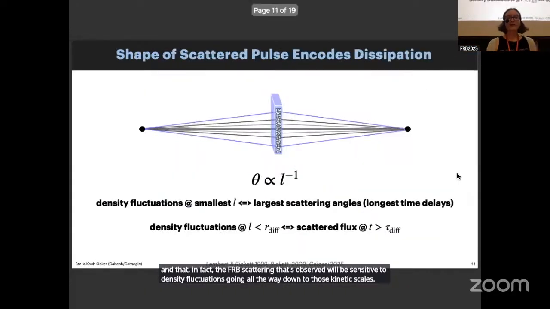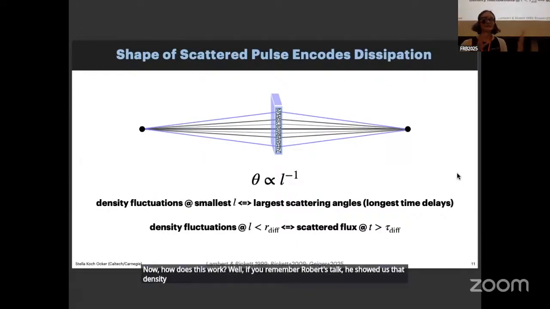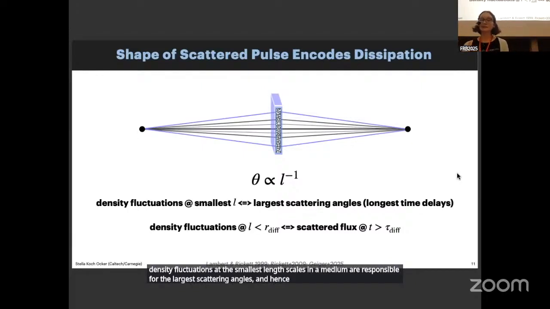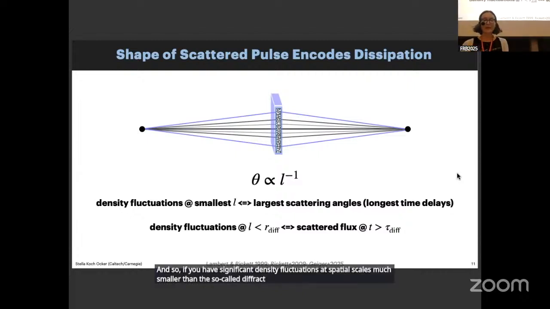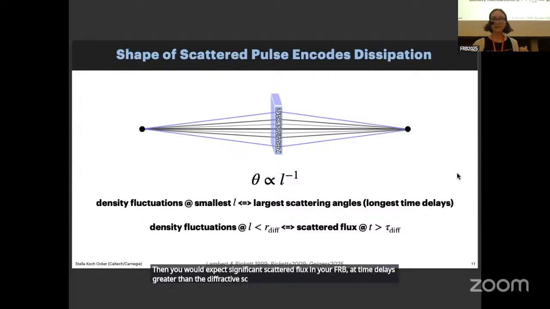Now, how does this work? Well, if you remember Robert's talk, he showed us that density fluctuations at the smallest length scales in a medium are responsible for the largest scattering angles and hence the longest time delays. And so if you have significant density fluctuations at spatial scales much smaller than the so-called diffractive scale, then you would expect significant scattered flux in your FRB at time delays greater than the diffractive scattering time that's commonly measured.